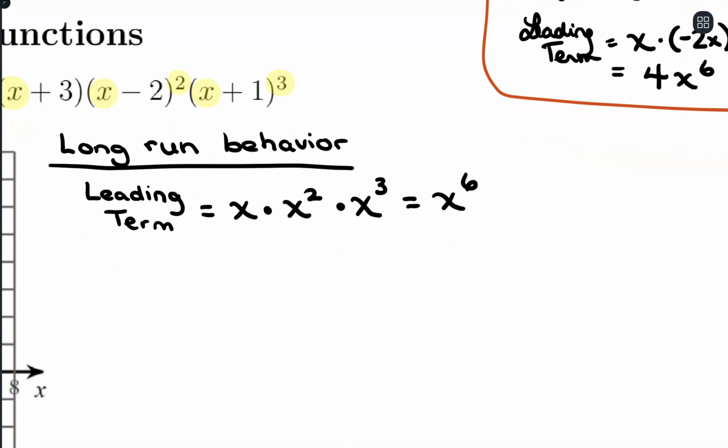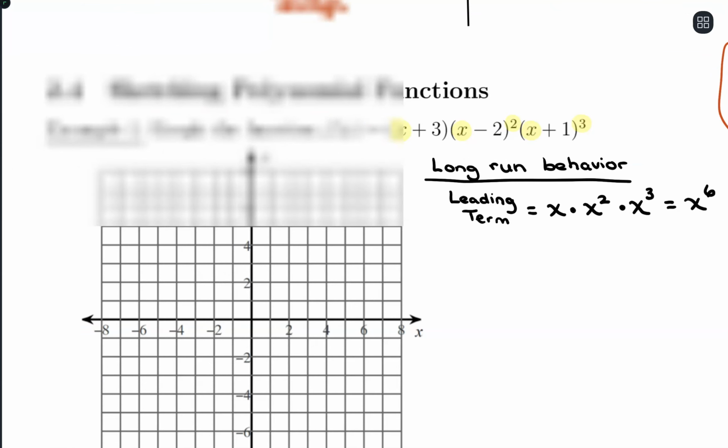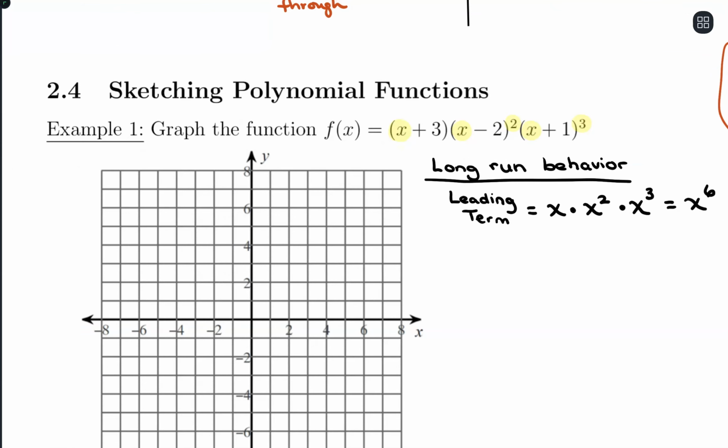So if our leading term is x to the 6th, this is an even power, so in terms of long run behavior, this is going to behave like a parabola, and because my leading coefficient is positive, it's going to be opening upward. So what I do on the graph is I just make a little note to myself: on the left-hand side of the graph, we're going up and off to positive infinity. On the right-hand side of the graph, we're going up and off to positive infinity. So I just have these two arrows pointing upwards on the left-hand side and right-hand side of the graph, because that's what should happen in the long run of our graph.